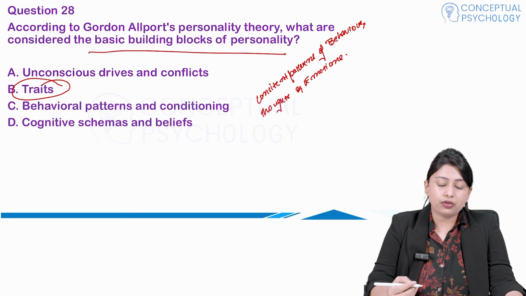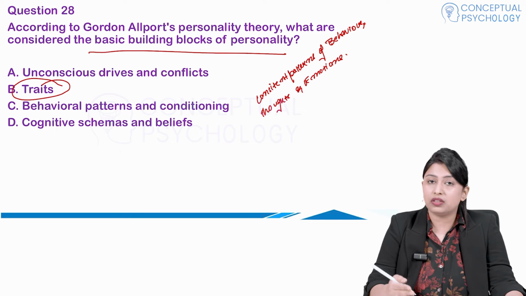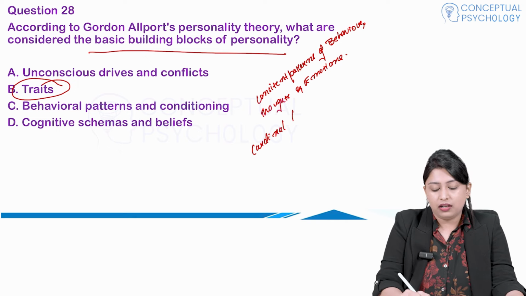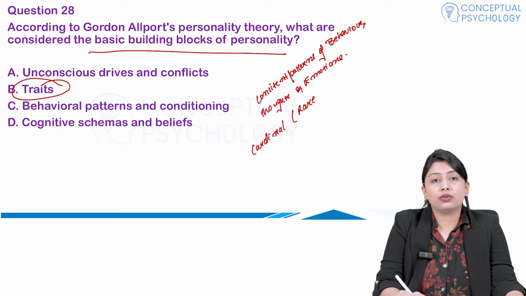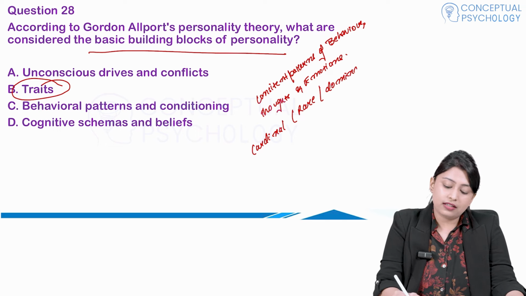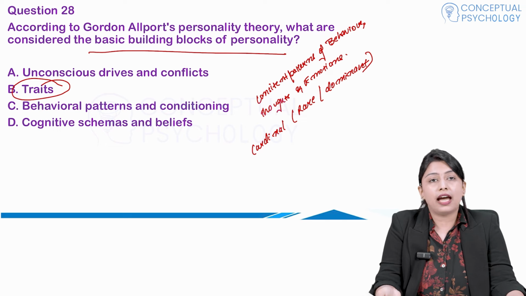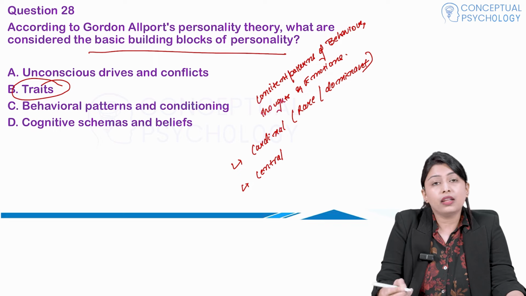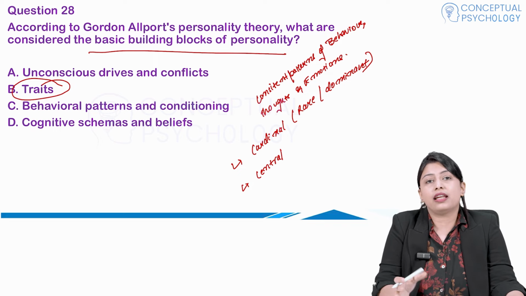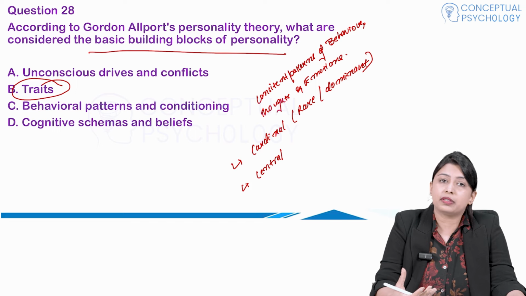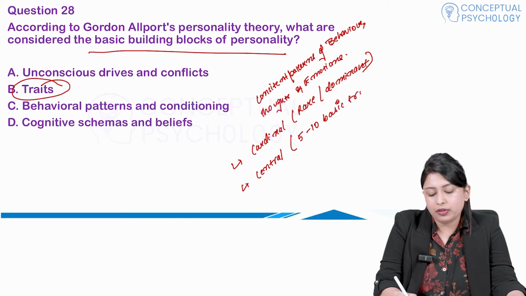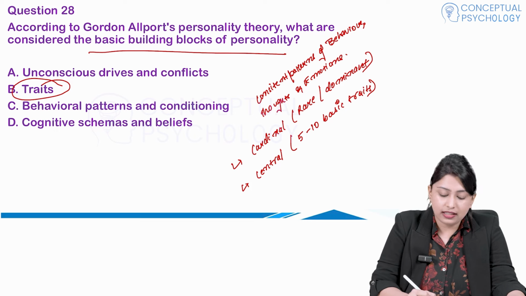So, Allport also categorized the traits into 3 levels. One was the cardinal, which was the rare, and it was also the dominant characteristic, which would define a person's entire personality. Second was the central. Here 5 to 10 basic traits form the foundation of personality: honesty, sociability, anxiety. So here 5 to 10 basic traits come into the picture, and then secondary traits.